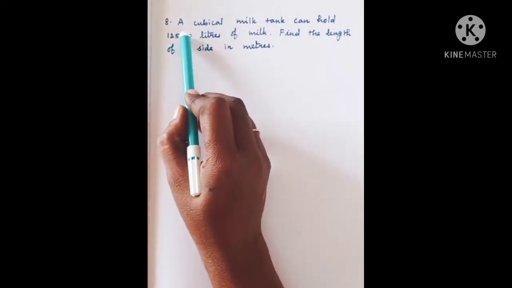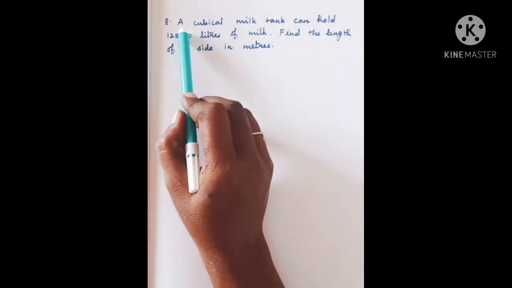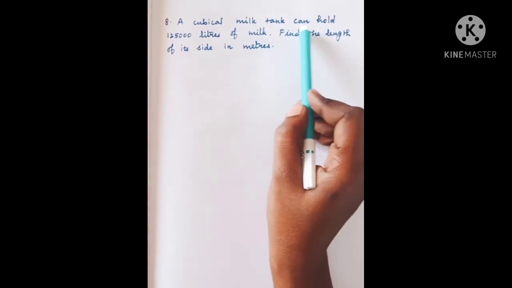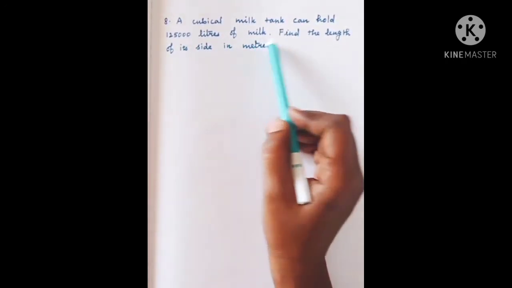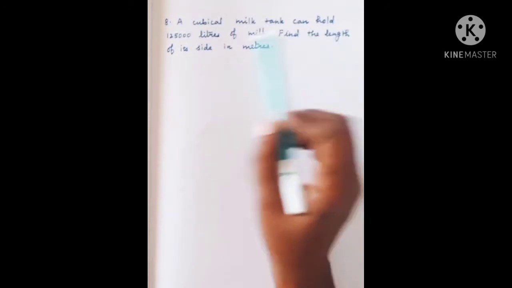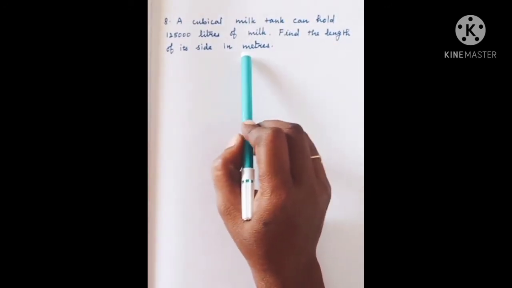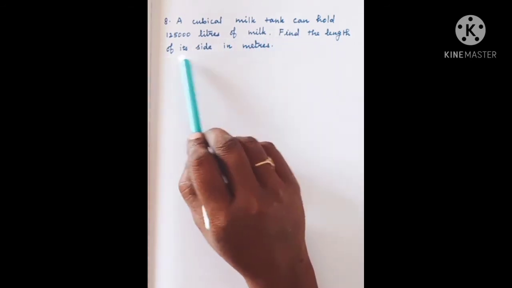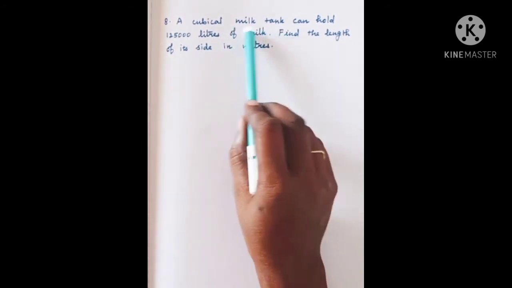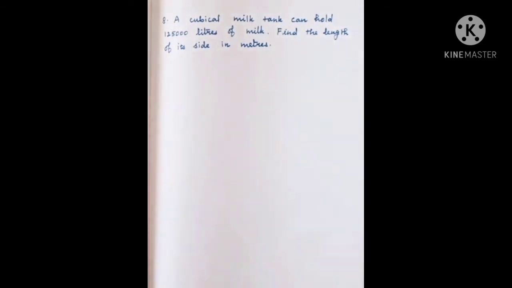Exercise 7.3, eighth problem. A cubical milk tank can hold 125,000 liters of milk. Find the length of its side in meters. We have to find the length of the side of the cubical milk tank in meters.